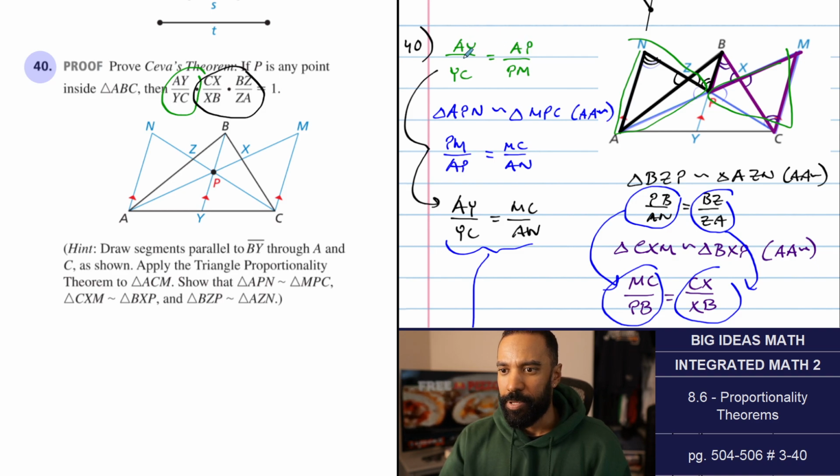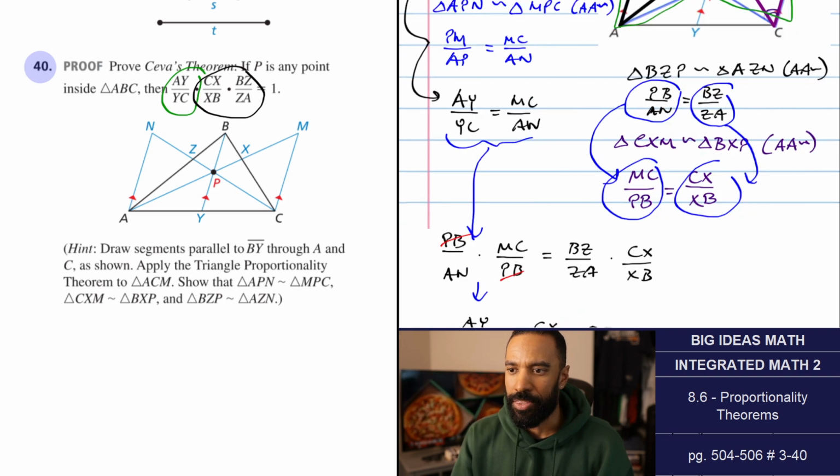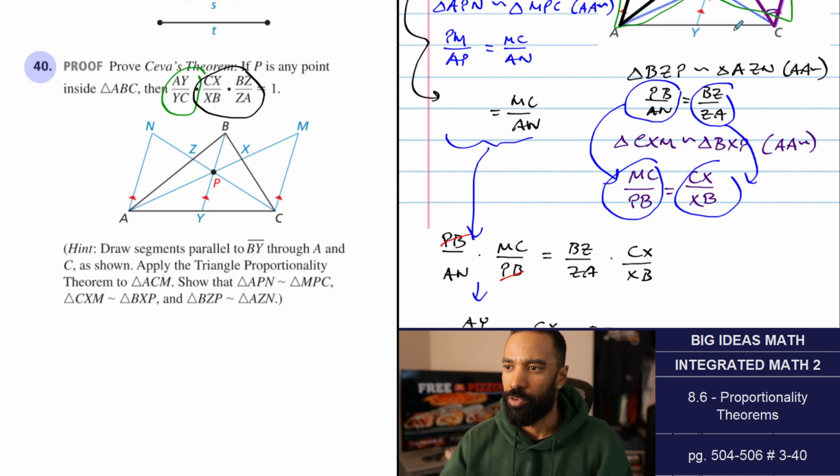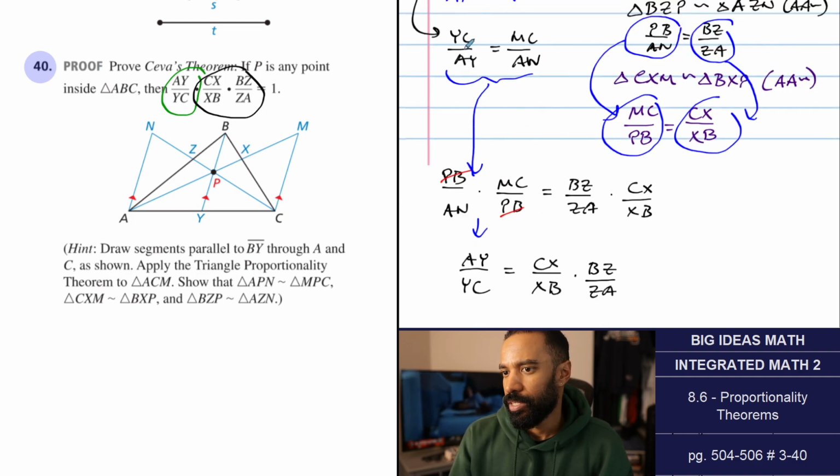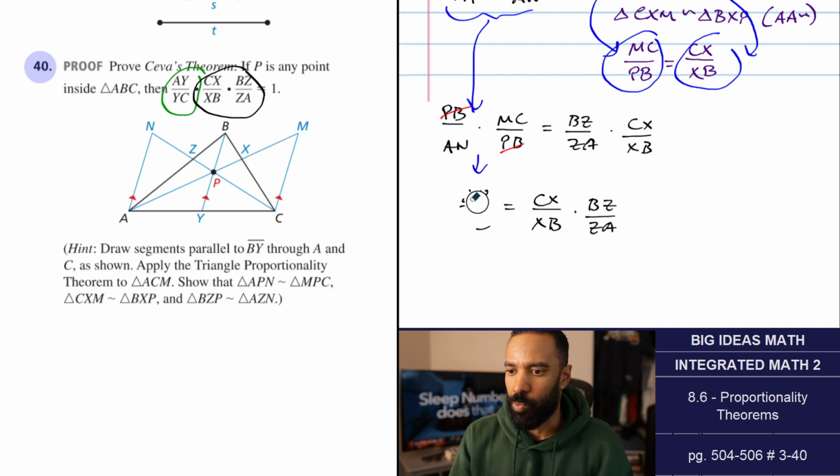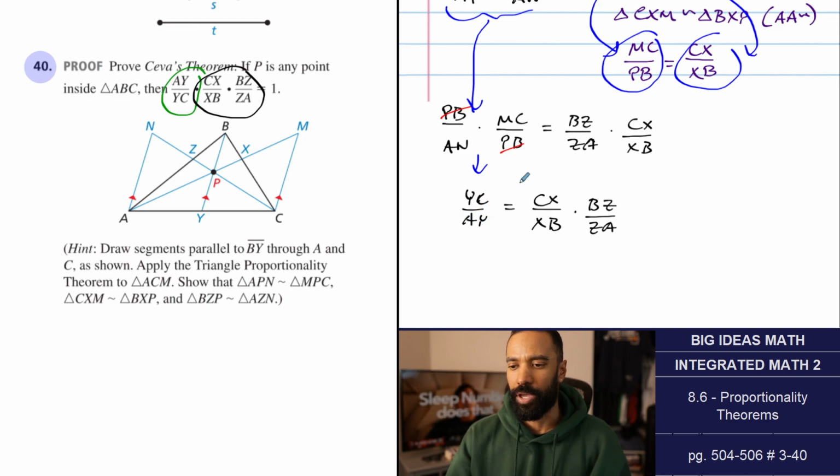Now, AP over PM is AY over YC. We got to now swap AY over YC down here. This is YC over AY. So now this substitutes here, and this is YC over AY. Okay. YC over AY. Okay, perfect.